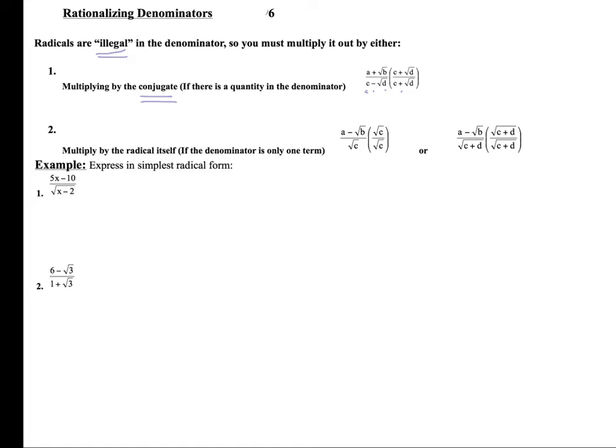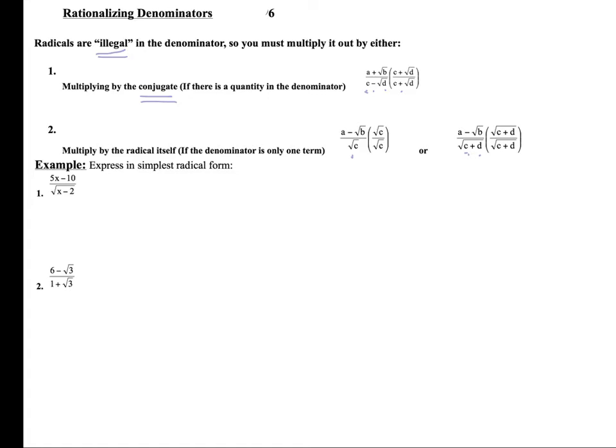The other thing would be if you only have one radical. Doesn't matter if you have one radical with one term and one radical with two terms underneath it. You're only going to multiply by the radical itself in the numerator and denominator to cancel out the radical in the denominator. Because whatever you do to the numerator, you have to do to the denominator when you're rationalizing it, because you're not trying to change the value.